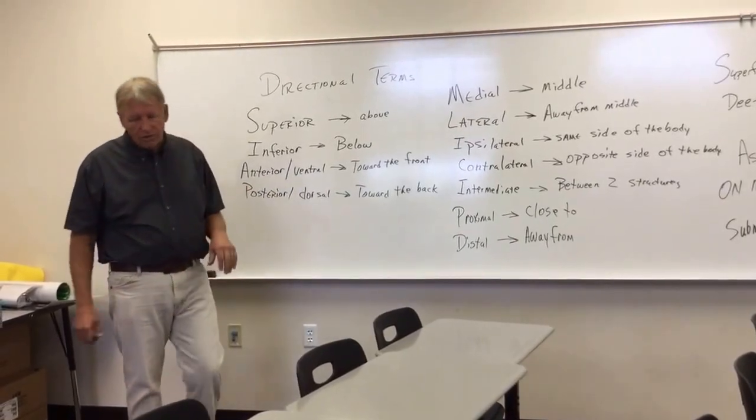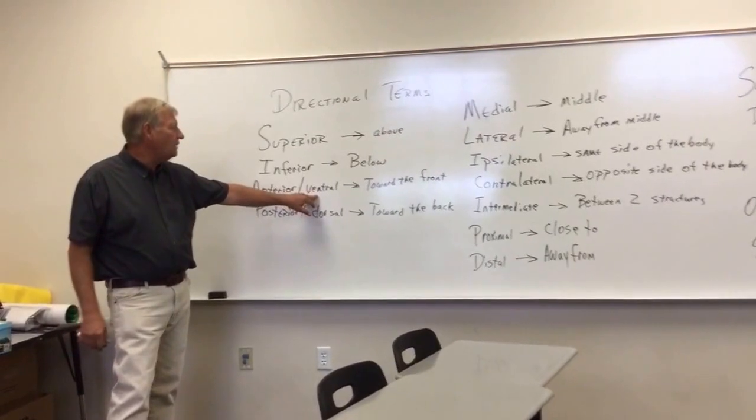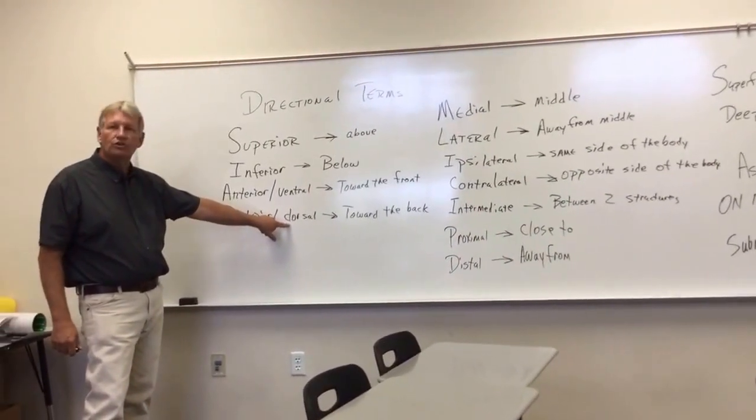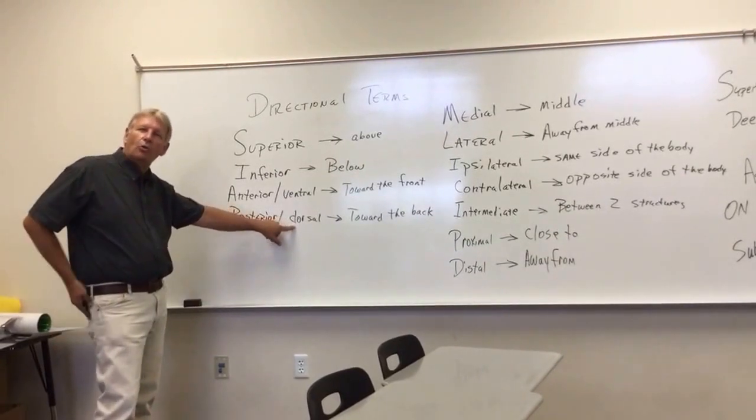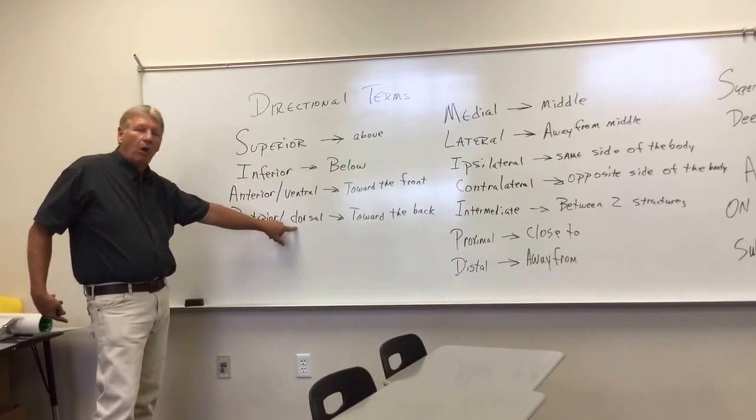So once again, we have two corresponding terms, anterior and ventral. Ventral is towards the front. Posterior or dorsal is towards the back. Sometimes we call our rear end the posterior because it's on the back side of our body.